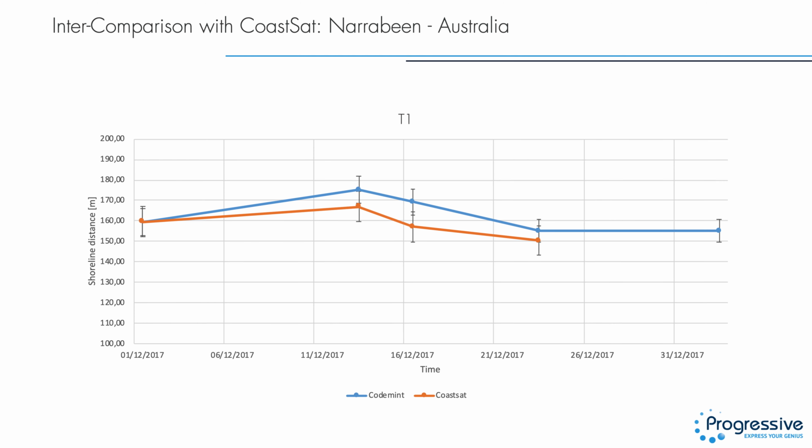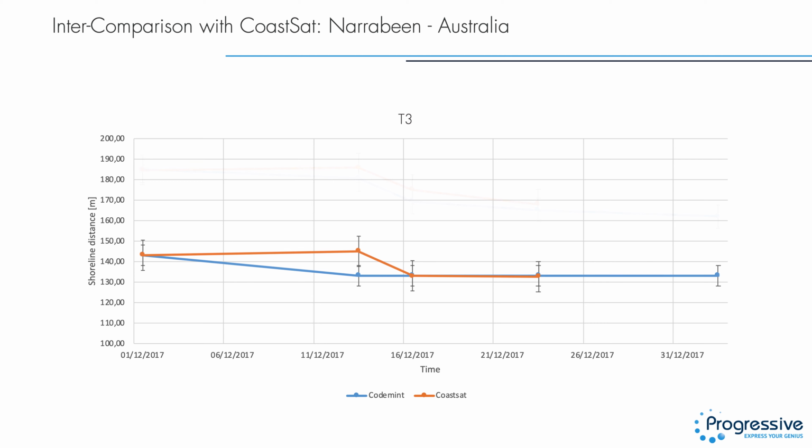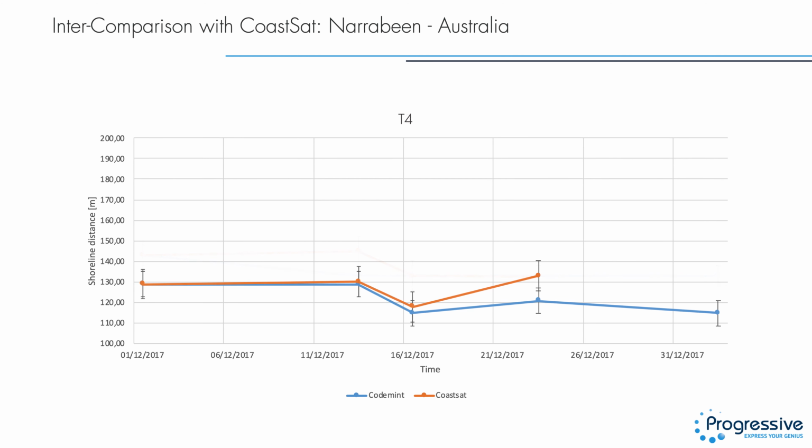Even in this case, the results were always in good agreement. We see the same trends with small variations. In some cases, CoDeMinT seemed to detect events that CoastSat was not detecting, but this could also depend on the sample data that we used for our tests.